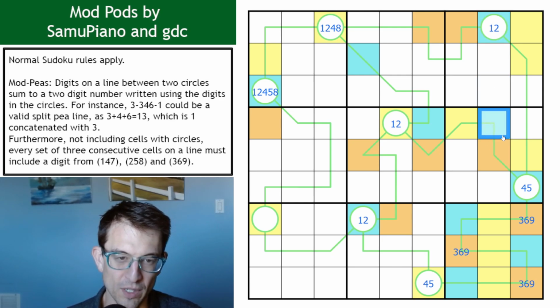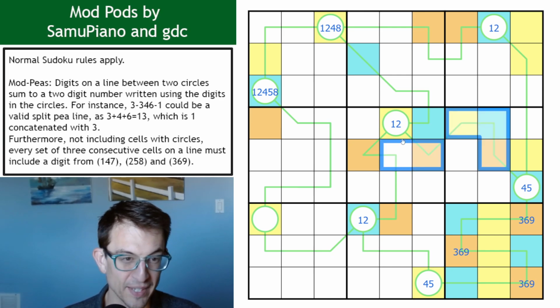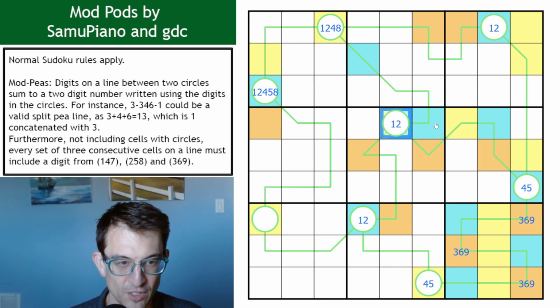Same with 1. It's not 1 or 2. So this is at least 4. This is also at least 4. So this is at minimum 9. And this is at least 3 plus 6 is at minimum 9. So this is minimum 18. So this is 20 something. And now we know what group is what.